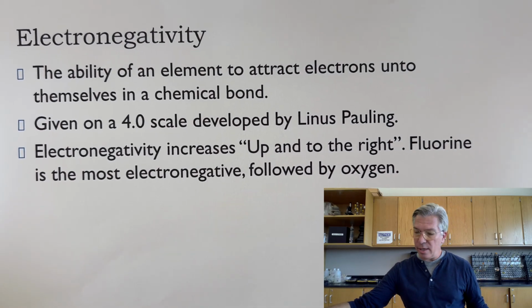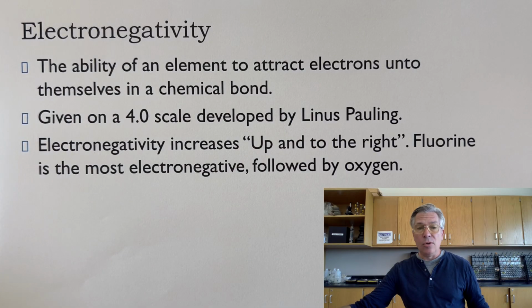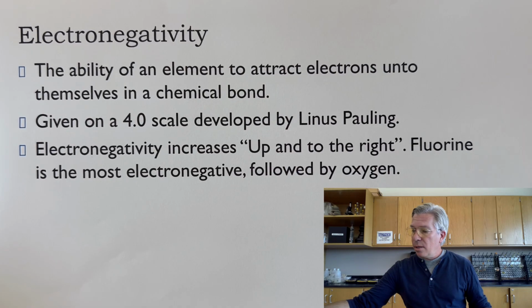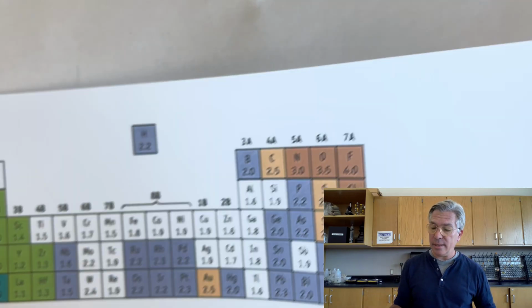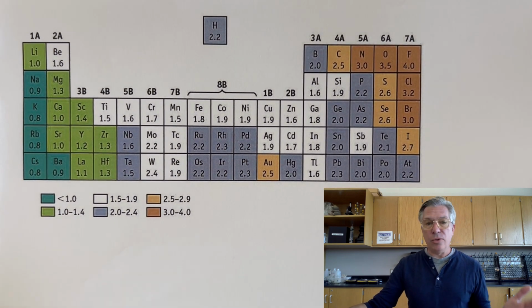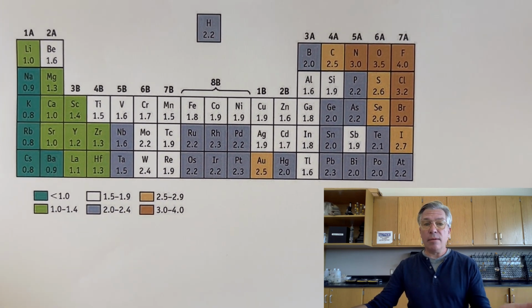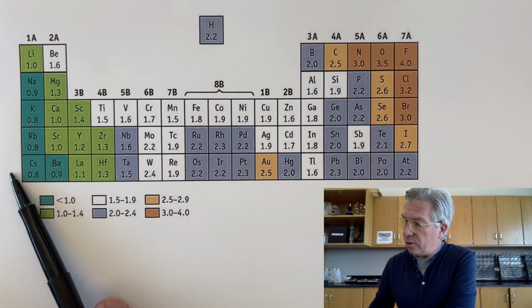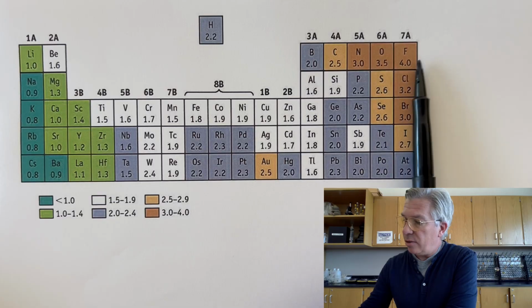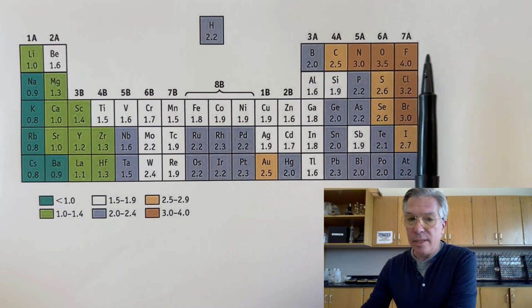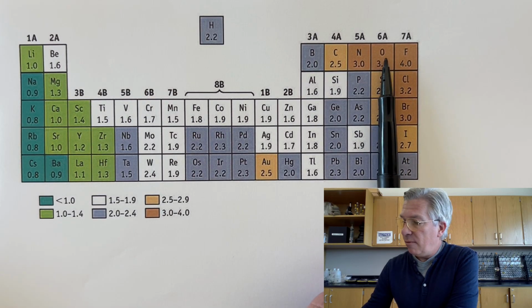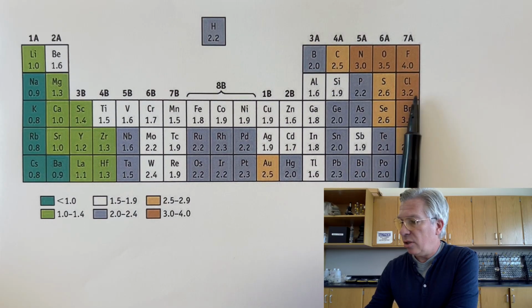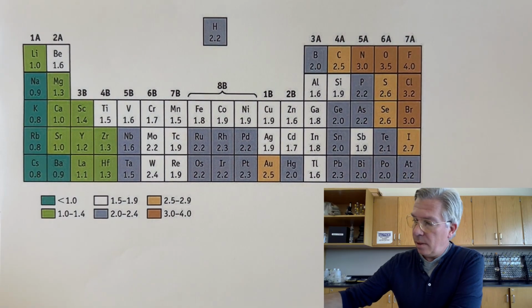It's given on a 4.0 scale, developed by a guy who's got a really great name, Linus Pauling. It's one of the best chemical names out there. And electronegativity increases up and to the right, kind of like ionization energy. Again, you don't have to memorize these numbers. If you ever need them, you'd be provided with them. But in general, the smallest values are down here, and the largest values are up here. So fluorine is the king of electronegativity, followed by oxygen, chlorine, nitrogen, and these guys up here in the corner.